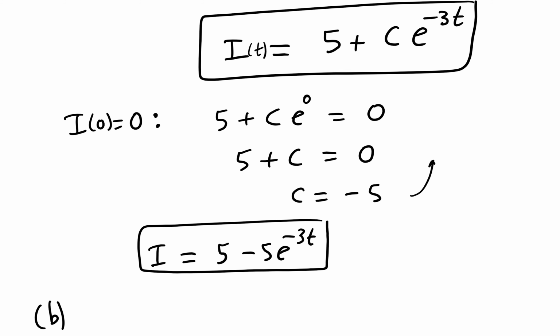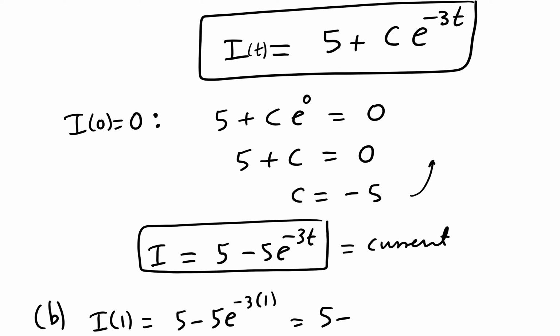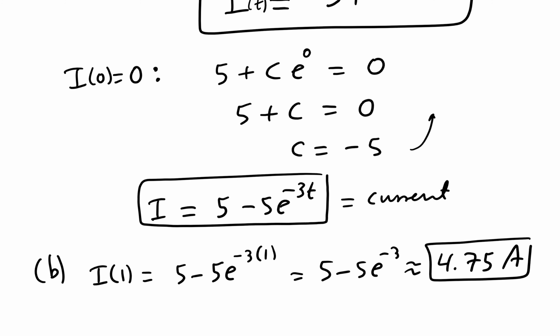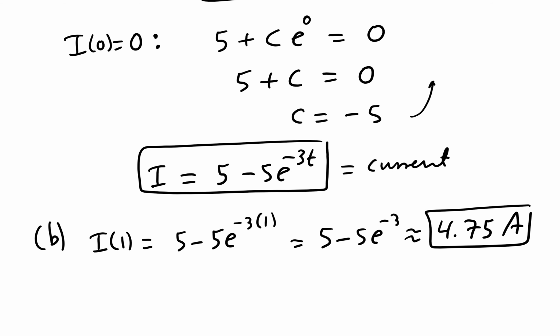For part B, they said find the current after 1 second. So what we just found, that's the current. We need to find I at 1. All you have to do is substitute t with 1. That would be 5 minus 5e to the negative 3. And if we put that on the calculator, that would give us about 4.75 amps. That was a quick and easy part.